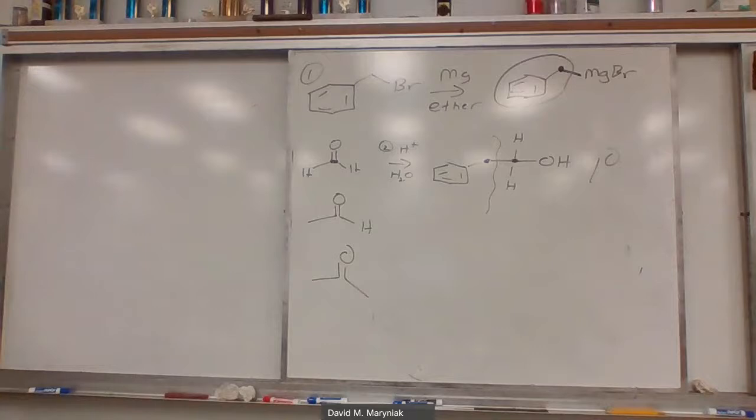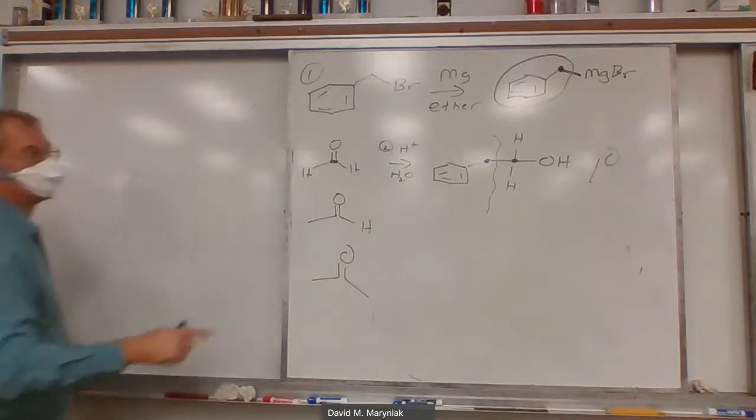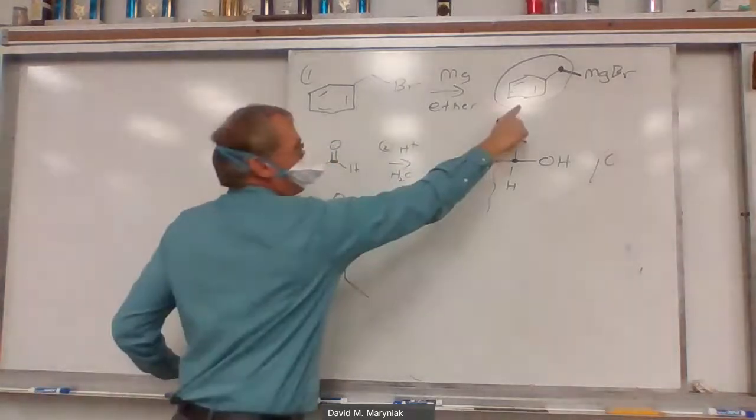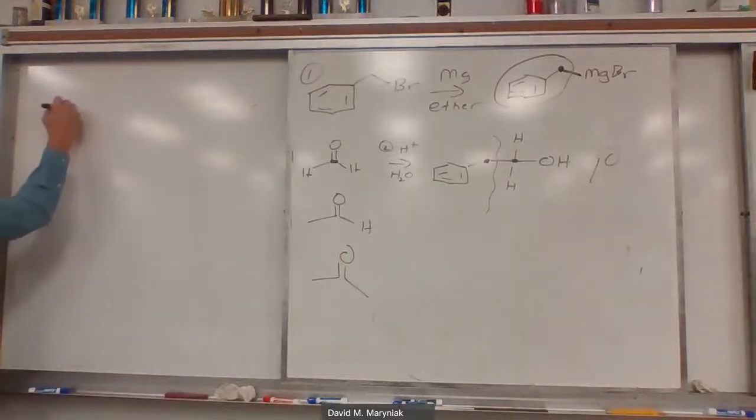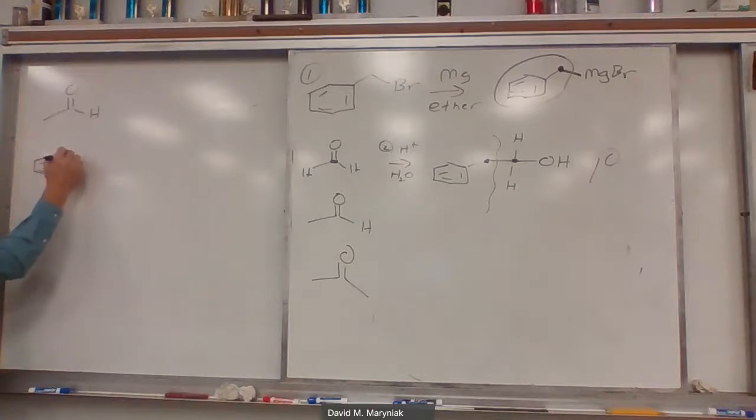That'll be able to let us go through the mechanism. So we're going to take the same Grignard with this aldehyde. So if I have benzyl magnesium bromide and this aldehyde, mechanistically, what are you going to do?